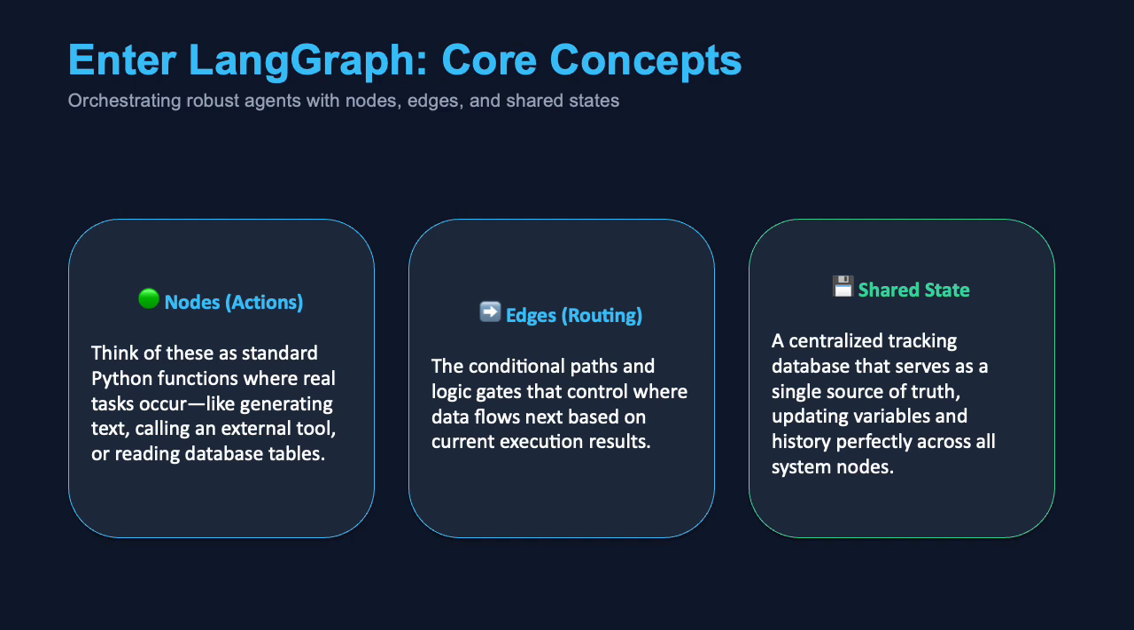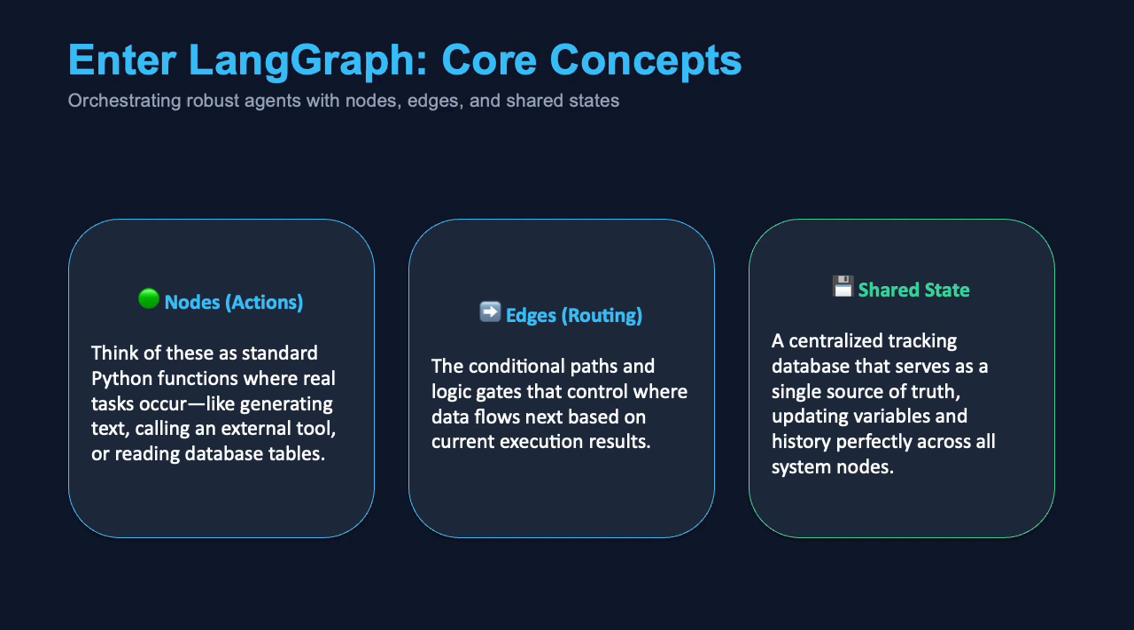For example, an edge can look at the AI agent's work and say, if the code has an error, take the red road backward to the coding node. If the code is perfect, take the green road forward to the finish line.